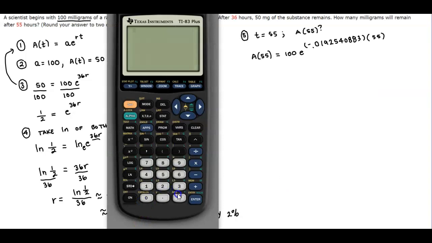So let's take that number, negative 0.01925408883, and multiply that by 55. So that is the number here. We can write that as our exponent, or we can just take 100 and multiply it by e, and then put in the exponent. Since this is our answer, sometimes on your calculator you can just hit second answer, and that's going to store this number into the exponent. And so therefore it's going to give us 34.68.